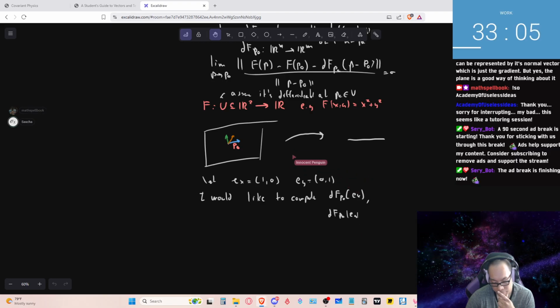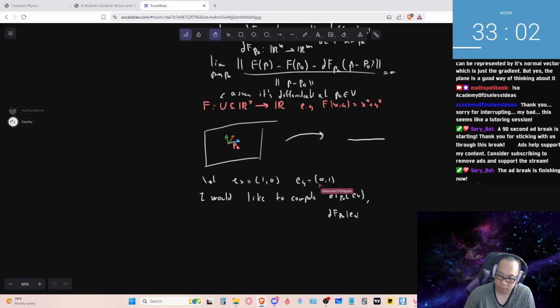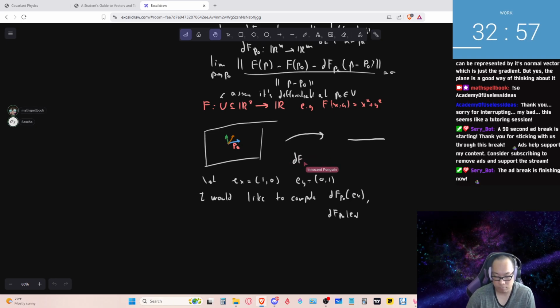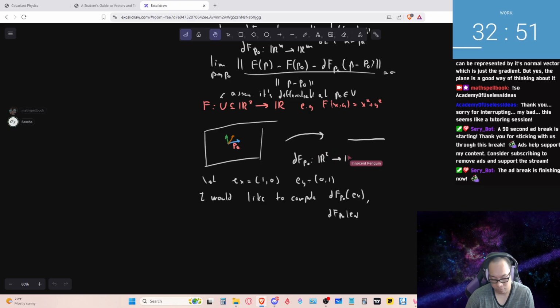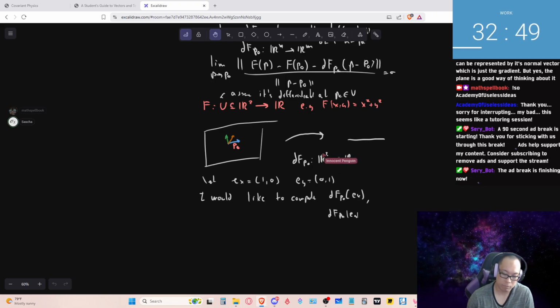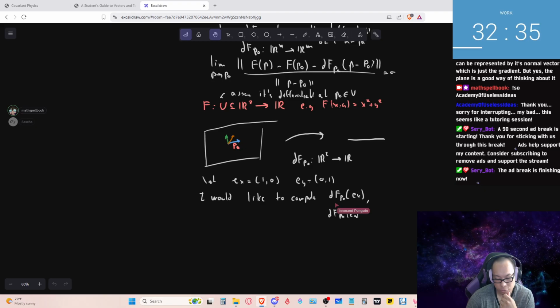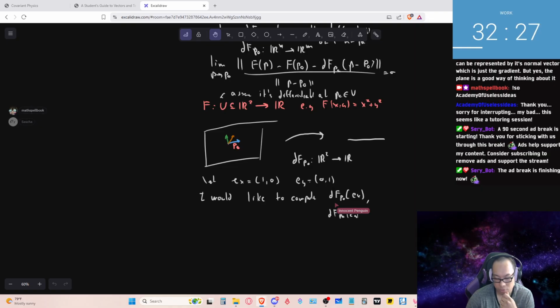Just to be sure we're talking about the same thing: here we're mapping some open set of R2 to R. So the differential at some point will be a map that goes from R2 to R. The way you have to think is that it takes some vector and spits out some number. In that case, we're really interested in what happens if we give it ex or ey. So this is the linear transformation, because it's going from a higher dimension into a lower dimension space.